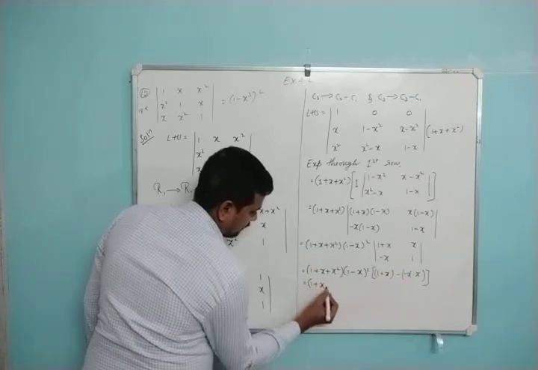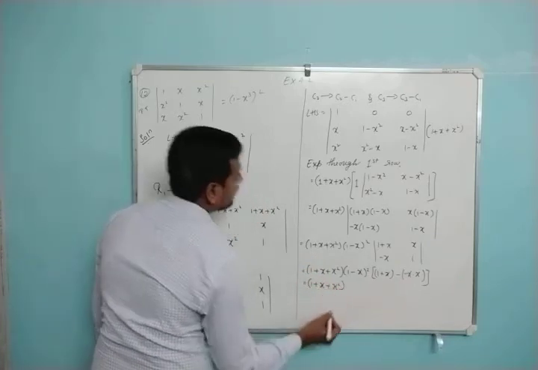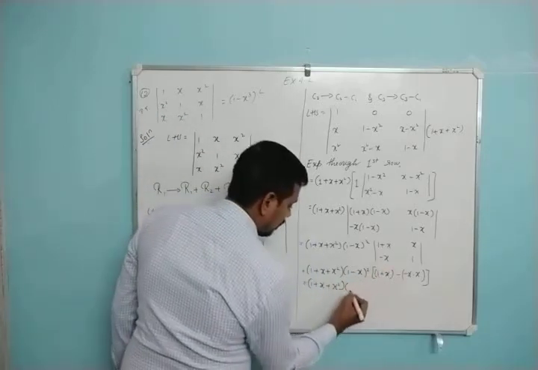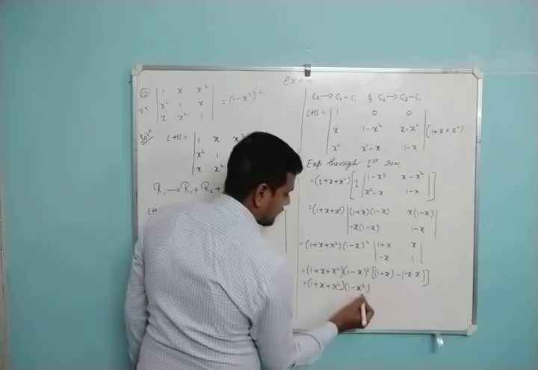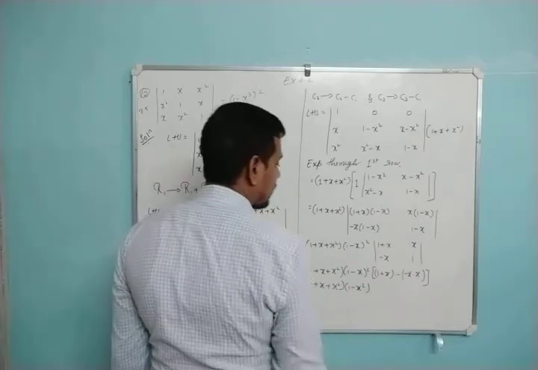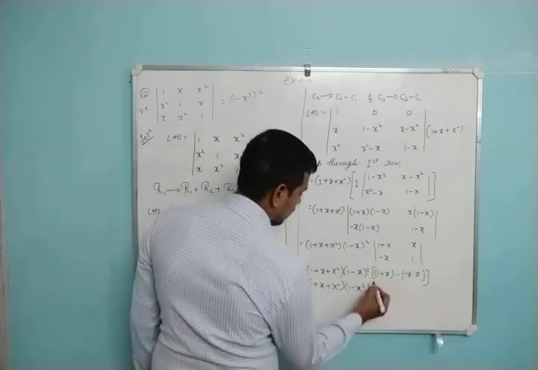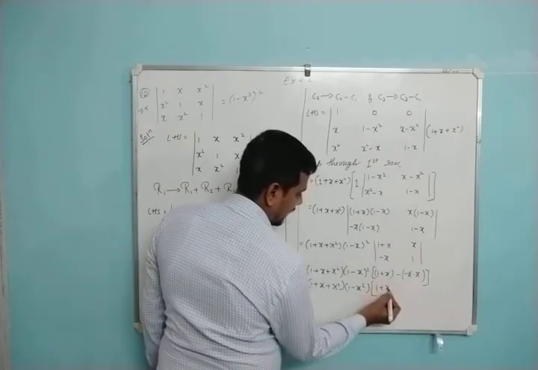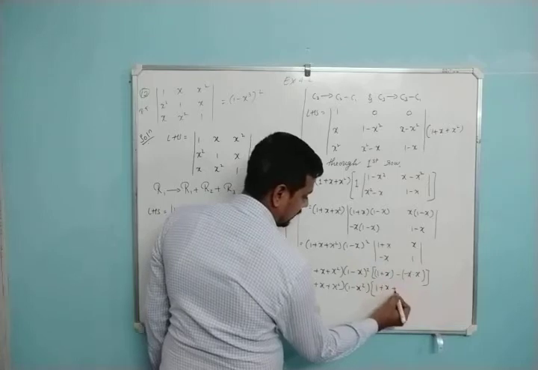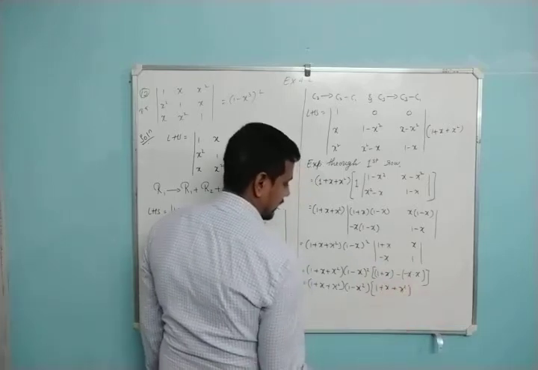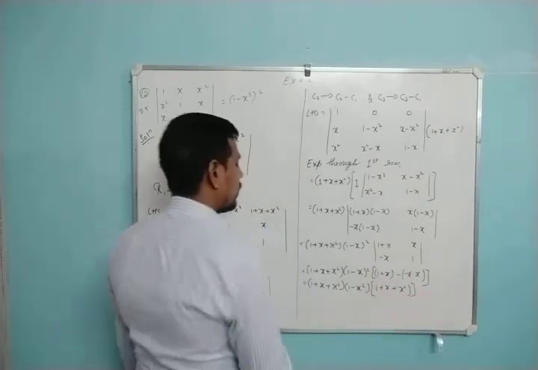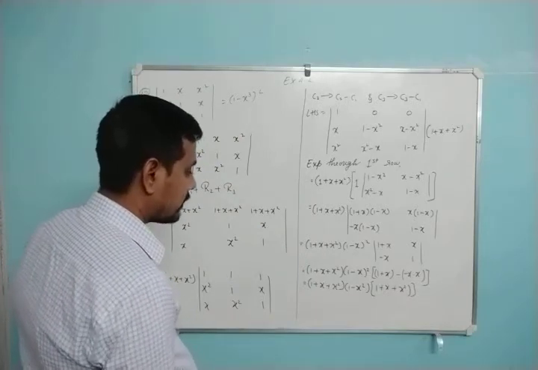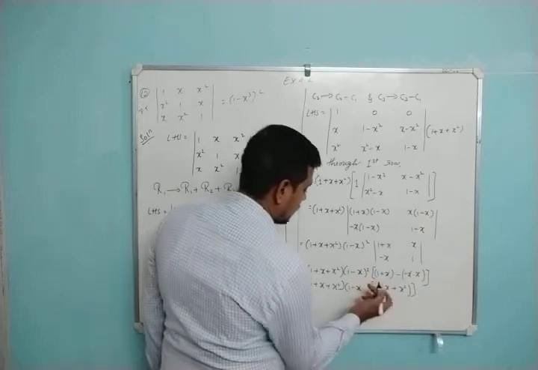Okay, so this is 1 plus x plus x square, into 1 minus x square, okay. So this is what? 1 plus x plus x square, right? Sorry, this is 1 minus x the whole square.